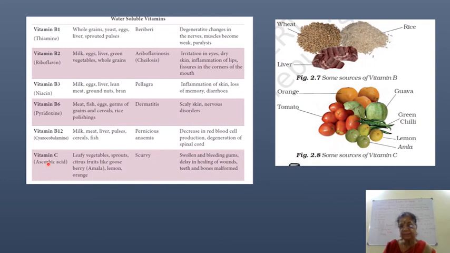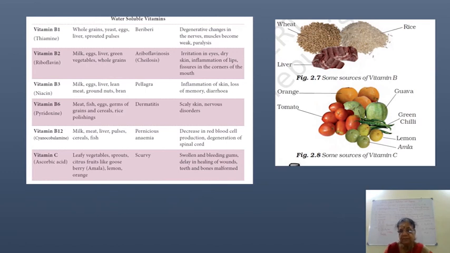Ascorbic acid, vitamin C, it causes scurvy. Scurvy na concerned with the gum. பல்லோட gum இருக்குல்ல, ஈறு சொல்லுமே அது. And it is swollen and bleeding gums. Sometimes நம்ம brush பண்றோது blood வரும் இல்லையா, அது maybe due to scurvy. Okay, and then delay in healing of wound, teeth, bones and malformed bones, or malformed ஒரு shape இல்லாம bones இருக்கும்.